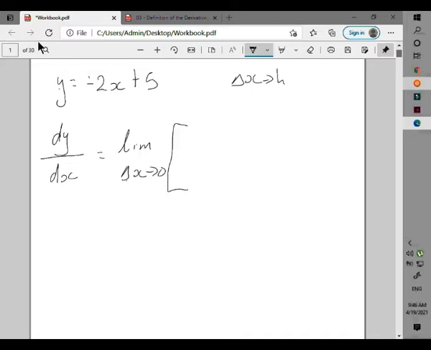So I'm not going to write out the formula. I'm just going to move on to the next line, which is minus x plus delta x, plus 5. So you should already identify that this here is actually the x plus h.